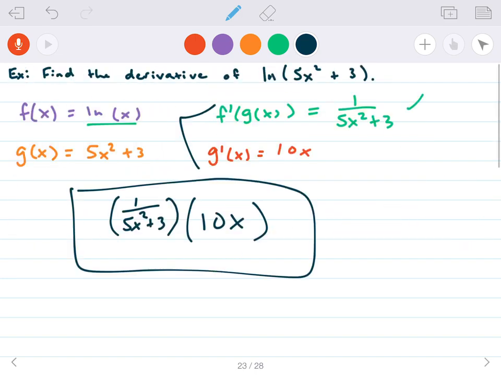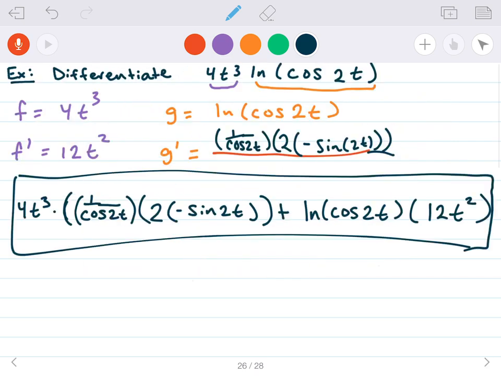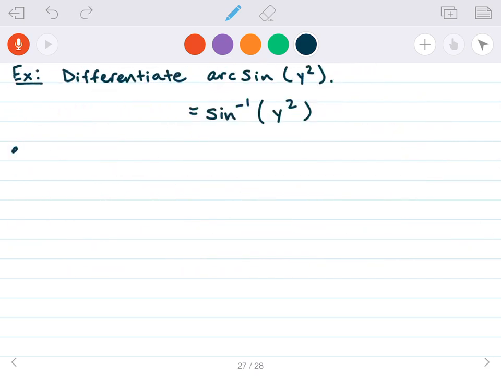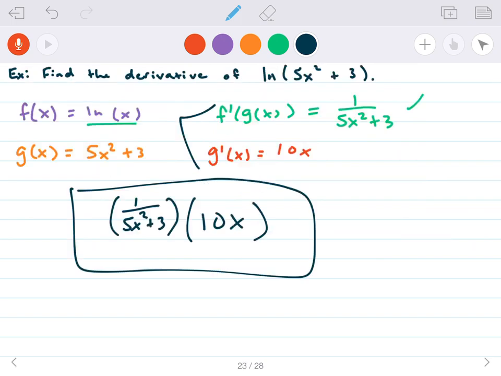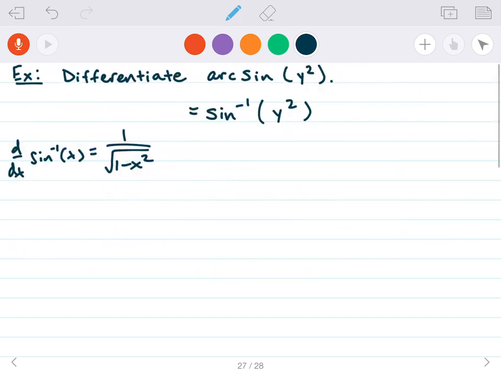Well, we need the information from the special derivatives slide. Derivative of sine inverse is 1 over square root of 1 minus x squared. Let's double check that to make sure. Okay, good. All right, so this is our special derivative that we're going to need.